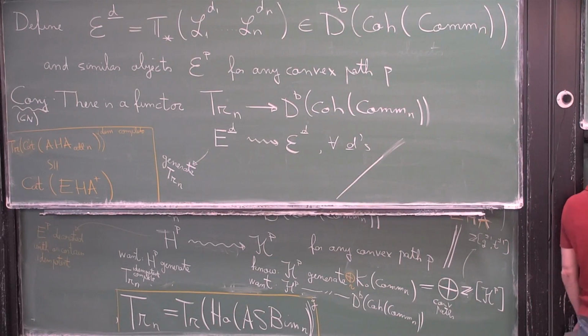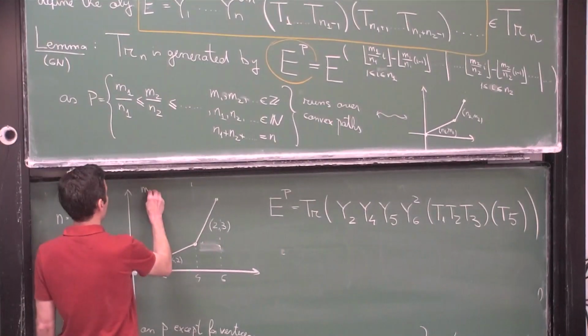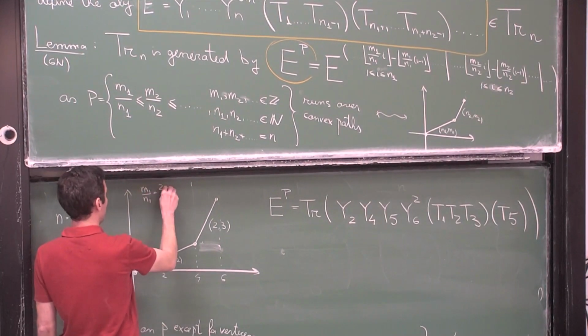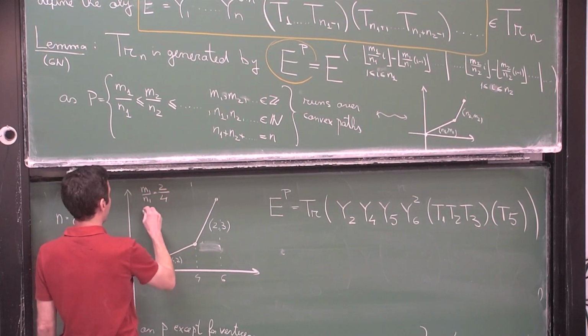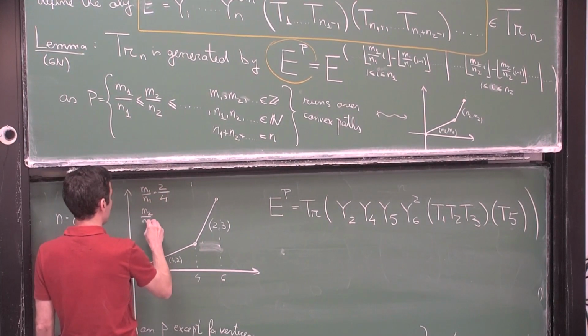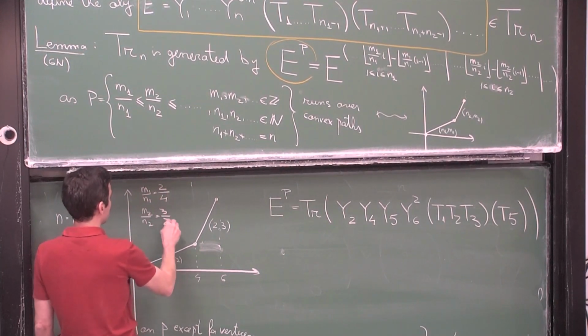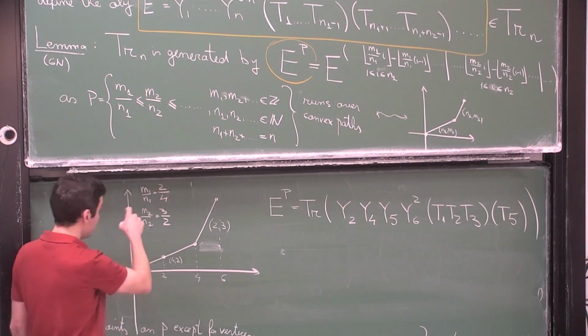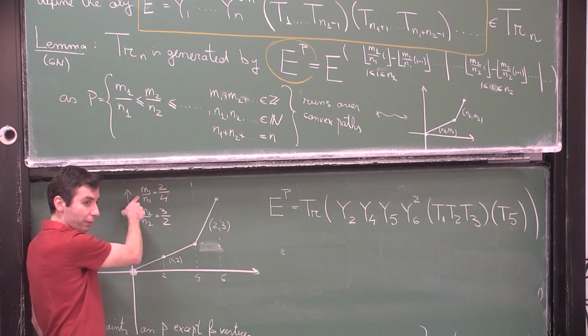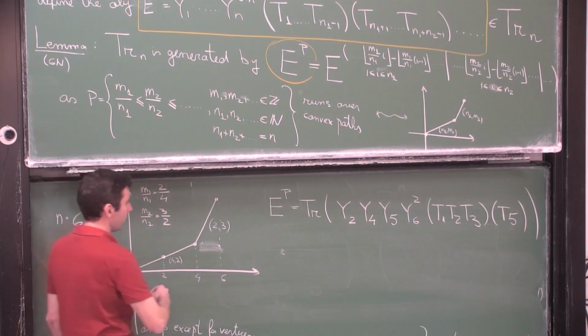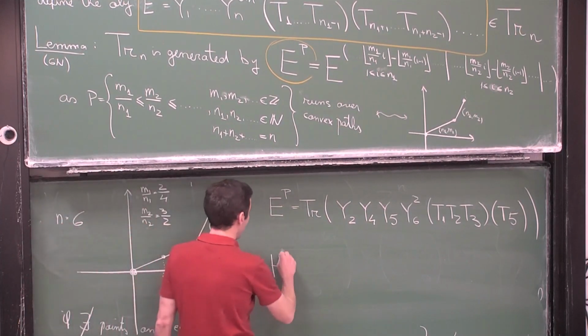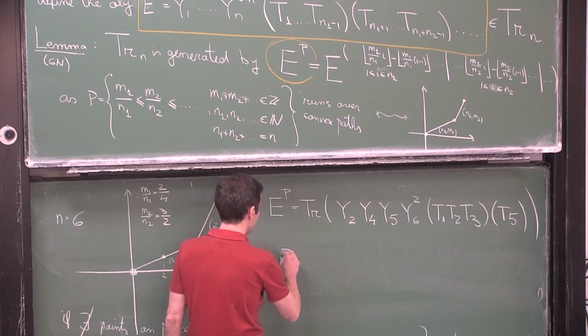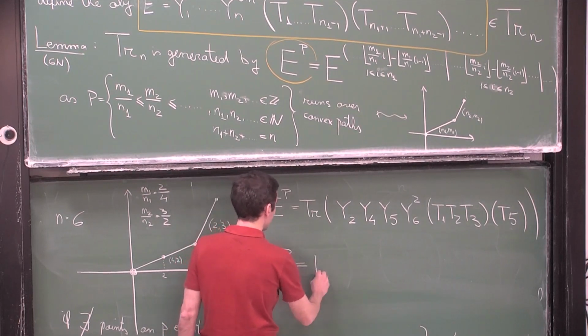But in this example, one of the m over n's, so m1 over n1 is 2 over 4, and m2 over n2 is 3 over 2. So what I mean is m1 is 2, n1 is 4, m2 is 3, n2 is 2. And these two are not coprime. Their GCD is 2. And because their GCD is 2, HP in this case is like the alternating part of EP.